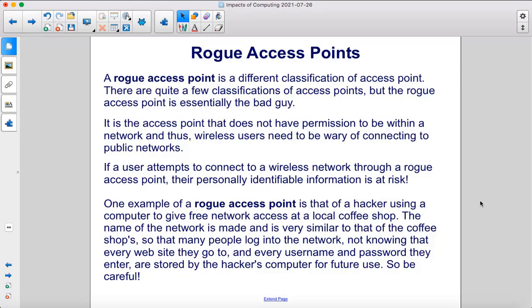One example of a rogue access point is that of a hacker using a computer to give free network access at a local coffee shop. The name of the network is made very similar to that of the coffee shop's, so that many people log into the network not knowing that every website they go to and every username and password they enter are stored by the hacker's computer for future use. So be careful.